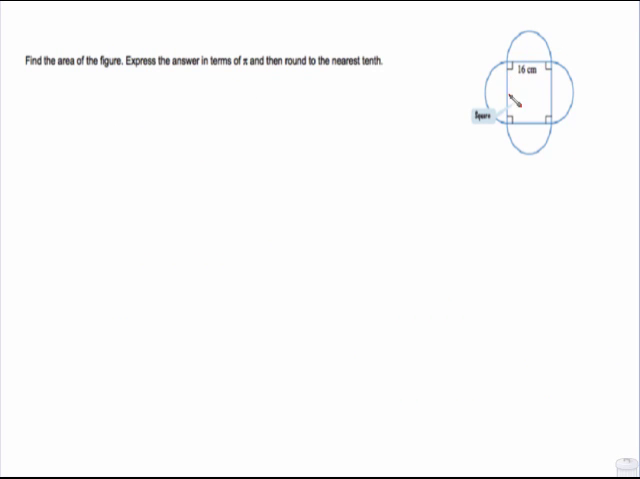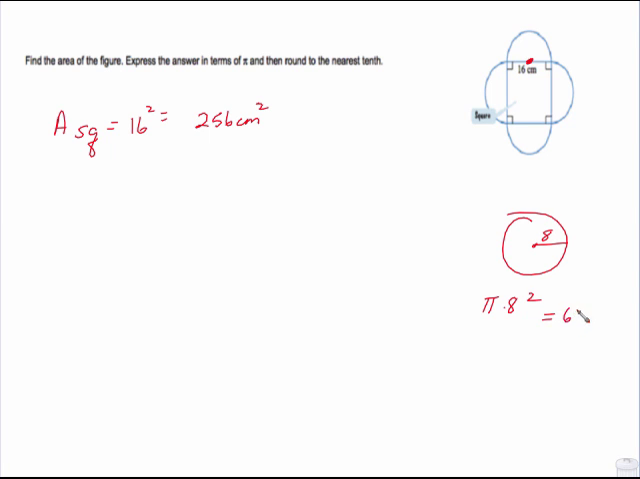Okay, we need to find the area of this whole thing. Now, one easy thing to find is the area that's square. So the area of the square is just 16 squared, which is 256 square centimeters. Now these pieces, this together with this, make a circle. And that circle has a particular radius. If this diameter is 16, then the radius is 8. So the area of that circle is pi times 8 squared, which is 64 pi.